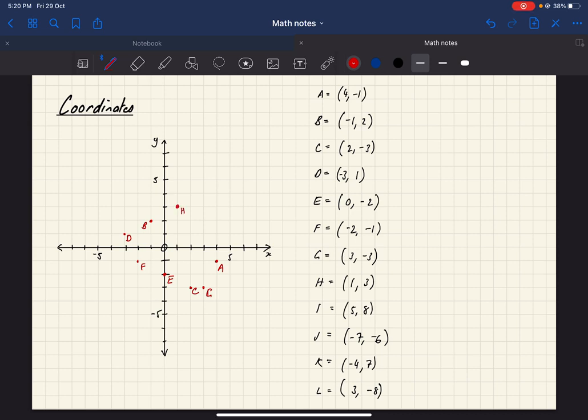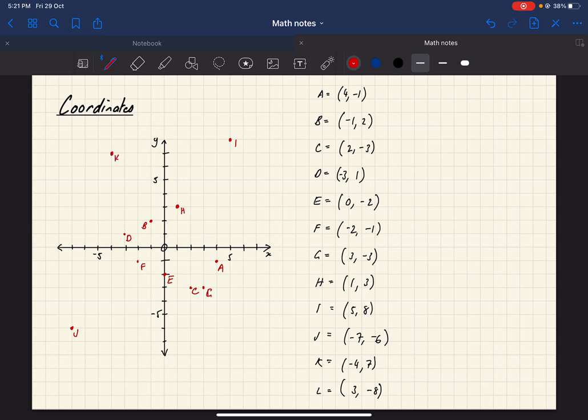That's H. I is 5, 8, so along 5 on my x-axis and 8 on my y-axis, which puts me up here. J is -7, -6, so along to the left 7 on my x-axis and then down 6 on my y-axis, so that is here, that is J. K is -4, 7, so along to the left 4 on my x-axis and then up 7 on my y-axis. That gets me to there.